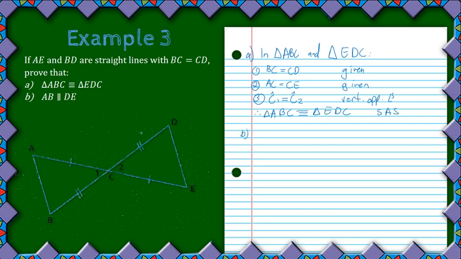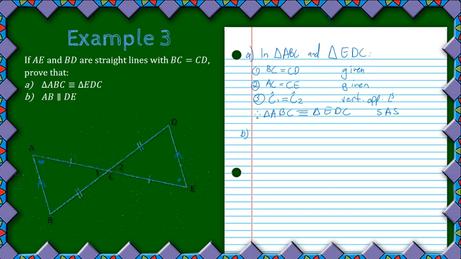Number B, we need to prove that AB is parallel to DE. So now how are we going to do that? Since these two triangles are congruent, the remaining angles are equal. So that means that angle A is equal to angle E. But we know that these two angles form a Z, so they are alternate angles. And since they are equal, that means that these two lines must be parallel.